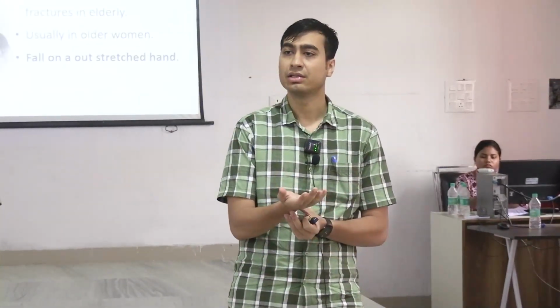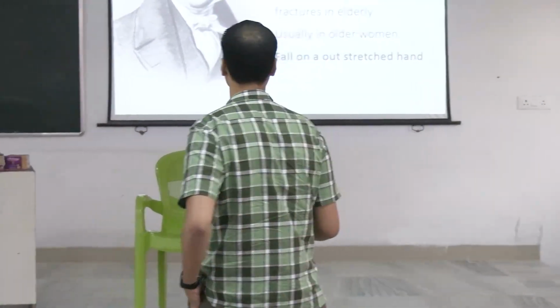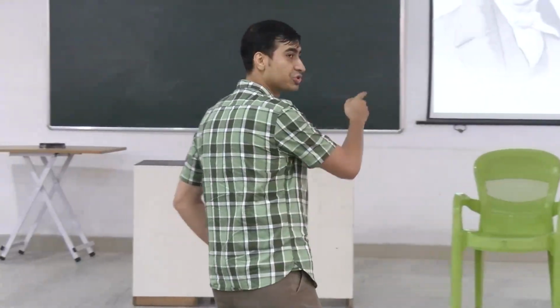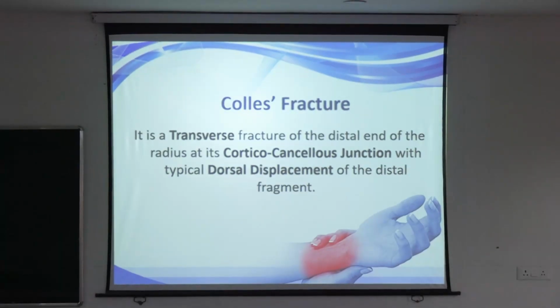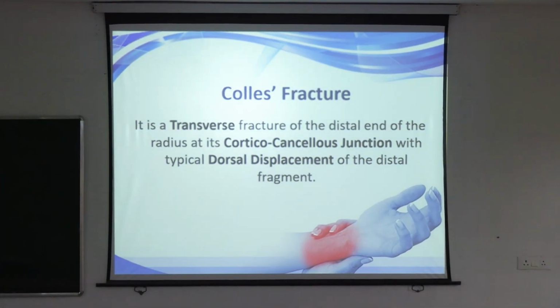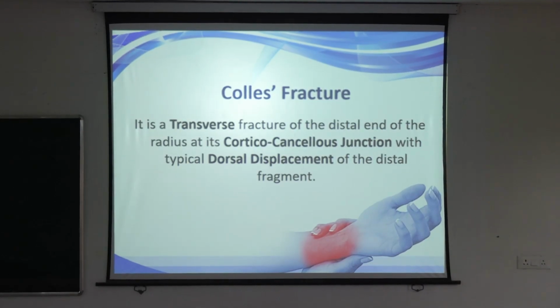You might have seen your grandmother or grandfather at home sustain a fall and have a swelling around the wrist. That is Colles. It is a very common fracture in the elderly, and it happens with a fall on an outstretched hand. It is a transverse fracture of the distal end of the radius at the cortico-cancellous junction. That's what I was mentioning. It is typically at that region because the strength of the bone decreases at that point, as happens in an elderly person because of osteoporosis, and that's where the fracture happens.